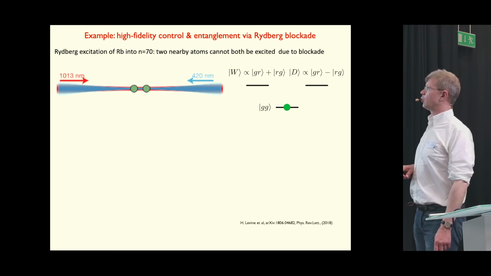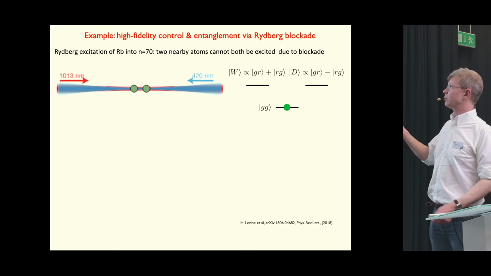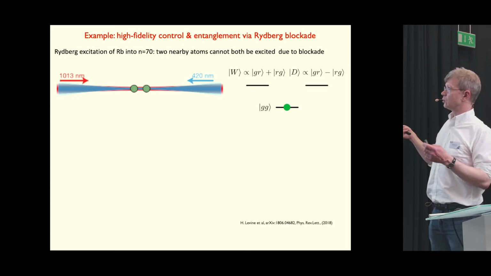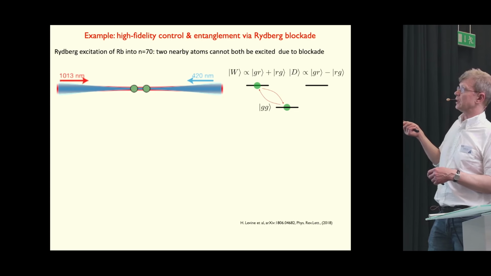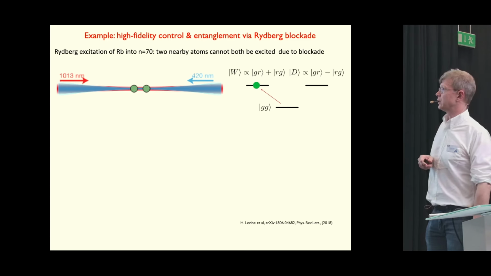So this is one of the early examples, where we studied entanglement of just atom pairs. And in this case, we use ground and Rydberg as the encoding. So in this case, you can just use Rydberg blockade to entangle atoms by exciting the atoms from the ground state to one of these entangled W states, it's a Bell state, which is either atom in a ground state or Rydberg state, or the other way around, and you don't know which one.